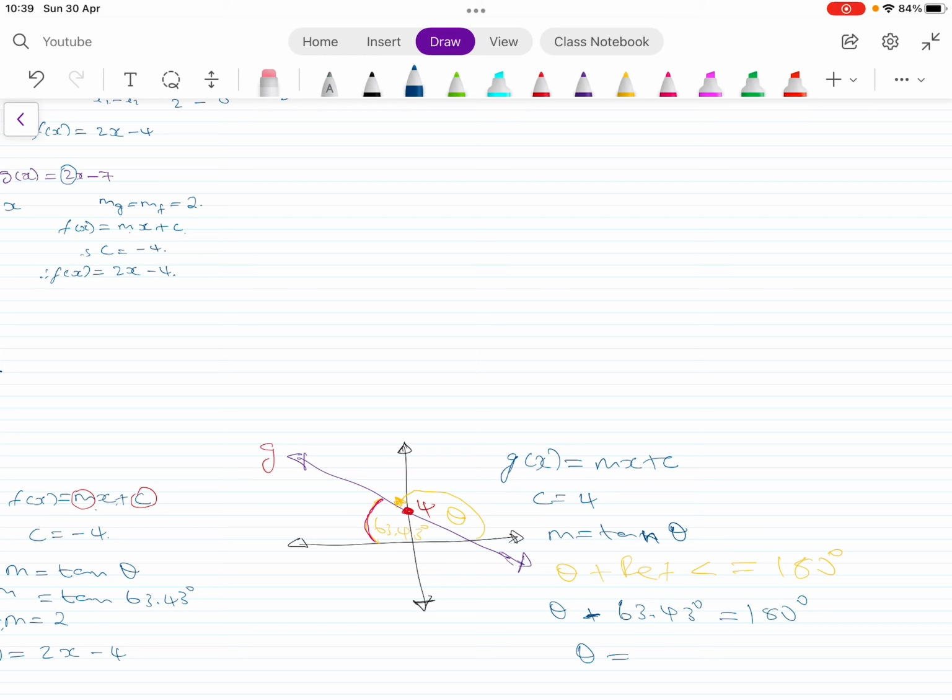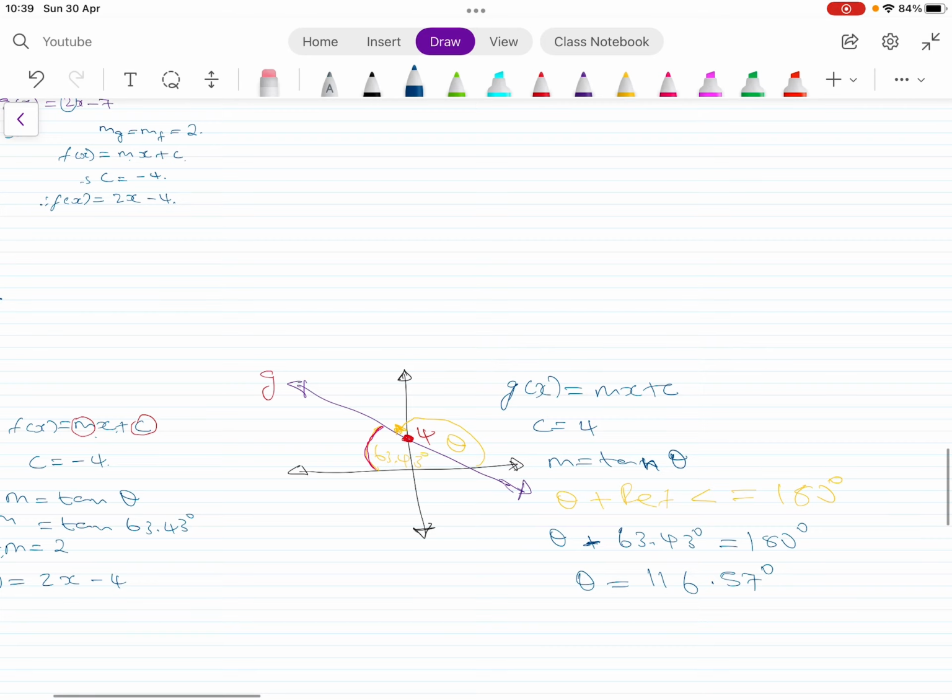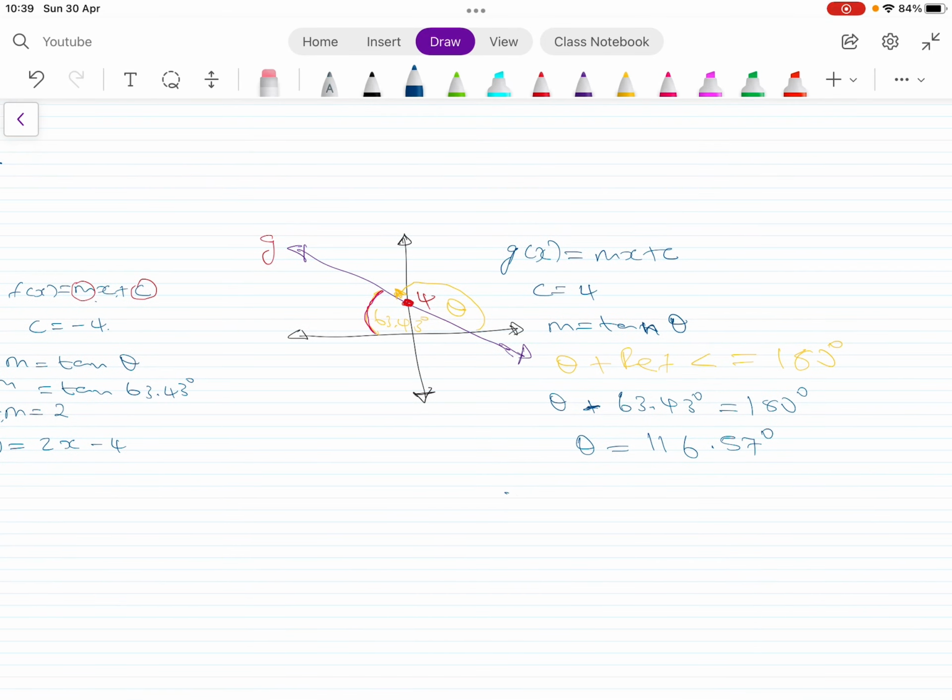subtracting 63.43. Okay, and then the angle I get is 116.57 degrees. Okay, hope you also get the same. Therefore m is equal to tan of 116.57 degrees. As a result, m is pretty much -1.9999, so we can round it off to -2.